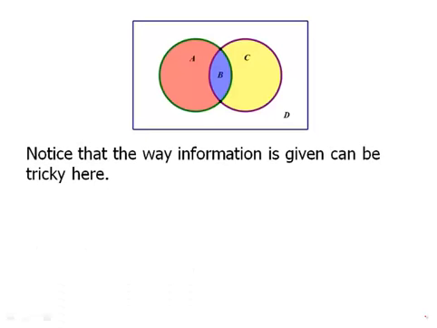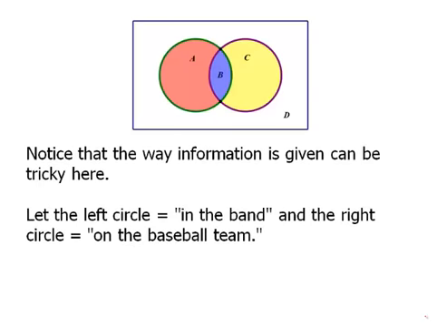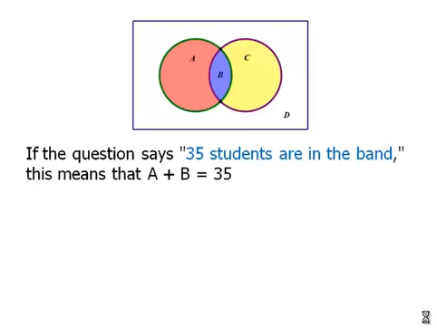Notice that the way information is given can be very tricky. Let's just say that the left circle is in the band and the right circle is on the baseball team, for the sake of argument. If the question says 35 students are in the band, well, what does that mean? They're giving us how many people are in that entire left circle. Well, that entire left circle is two regions, so they're telling us that A plus B equals 35. They're not giving us a single region there. They're giving us the sum of two regions.